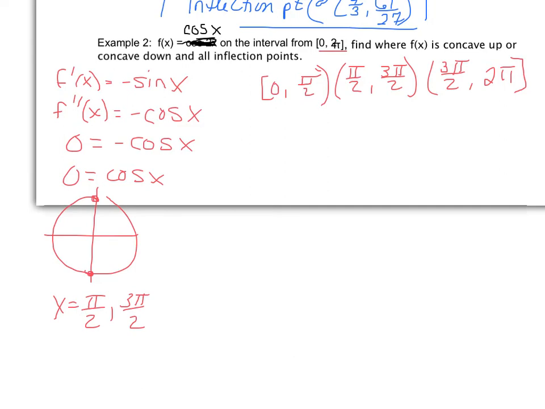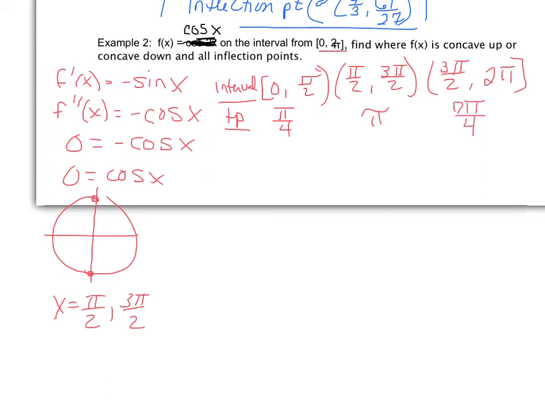Well, thinking about my unit circle, I know pi over 4 occurs between 0 and pi over 2. And between pi over 2 and 3 pi over 2, I know I get pi. And between 3 pi over 2 and 2 pi, I know I get 7 pi over 4.